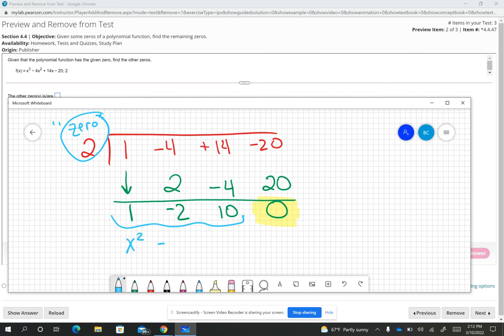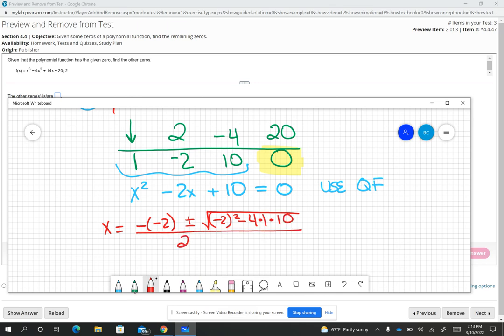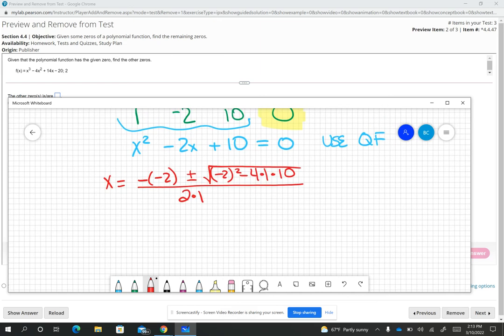That's 1x squared minus 2x plus 10. I need to make it equal 0. Does not factor. I'm going to use the quadratic formula. So I have x equals negative b plus or minus the square root of b squared minus 4 times 1 times 10 all over 2 times 1. Hope I don't make a mistake. It's going to give me 2 plus or minus. Now my radical is going to be 4 minus 40 over 2. So that's going to be square root of negative 36, which is 6i.